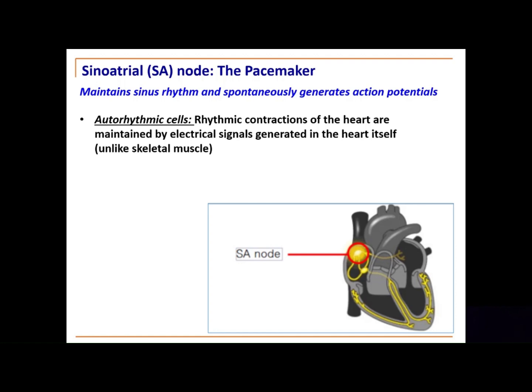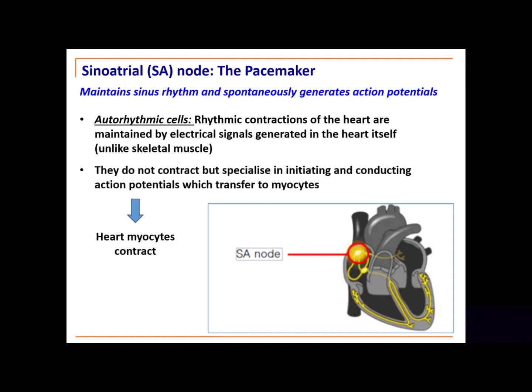So these rhythmic contractions of the heart are maintained by the electrical signals that are generated in the heart itself. That's unlike the skeletal muscle, as you know. These cells do not do the contraction themselves. That's the muscle myocytes, which make up about 99% of the cells. These are more specialized because they initiate and conduct action potentials, which transfers that electrical activity to the myocytes, causing them to open various voltage-gated channels, therefore leading to calcium influx and generation of contraction and relaxation of your myocytes. So that's what this whole process is about.